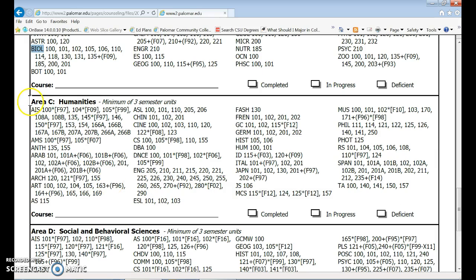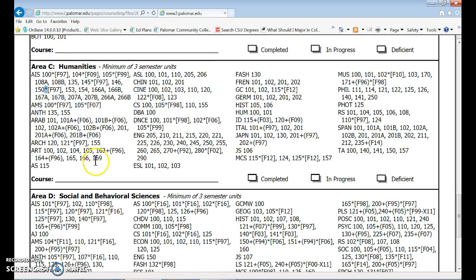Under humanities, area C, you only need to take 3 units, and you can pick foreign language, Spanish, that's a 5-unit class, by the way. You can take cinema, you can take Chicano studies, but this is not the U.S. history. Anytime you see a little asterisk next to something, that means it fulfills the multicultural requirement.